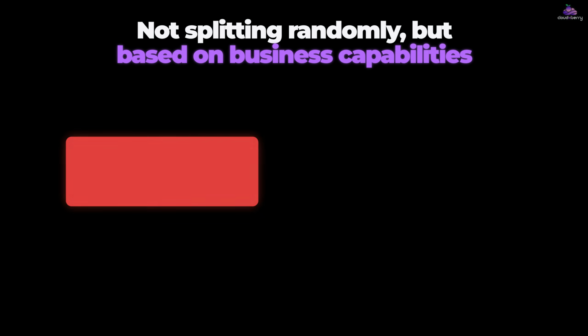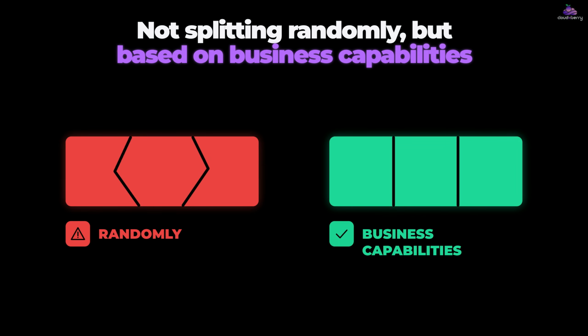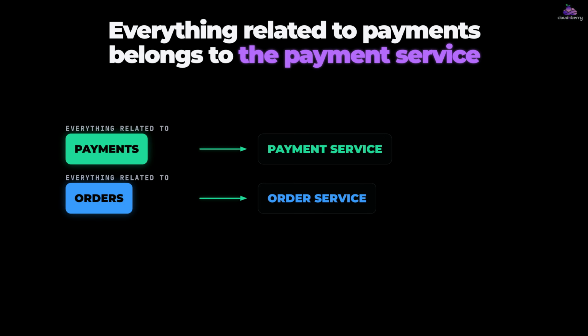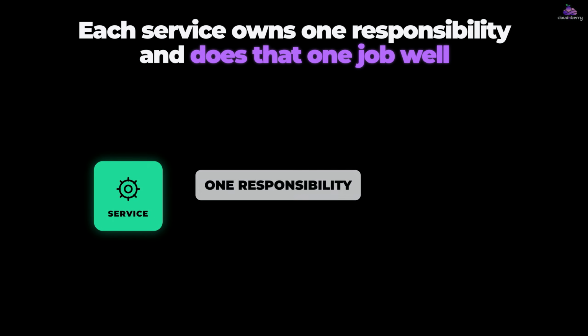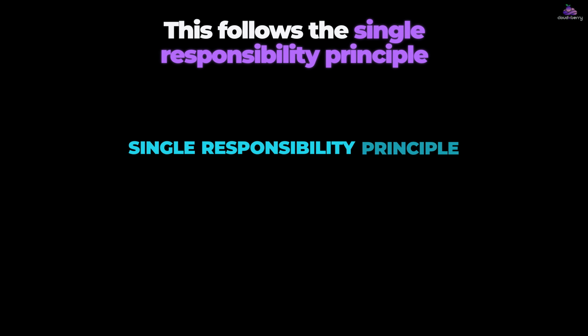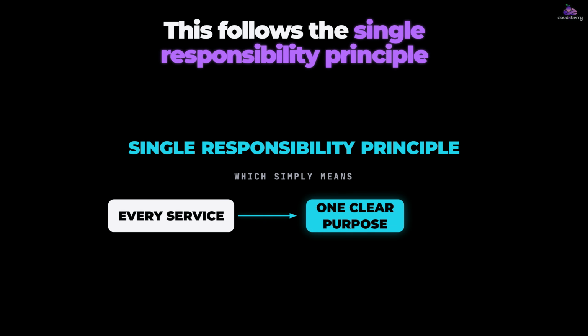Notice that we are not splitting the application randomly. We split it based on business capabilities. Everything related to payments belongs to the payment service. Everything related to orders belongs to the order service. Everything related to inventory belongs to the inventory service. Each service owns one responsibility and focuses on doing that one job well. This follows the single responsibility principle, which simply means every service should have one clear purpose.